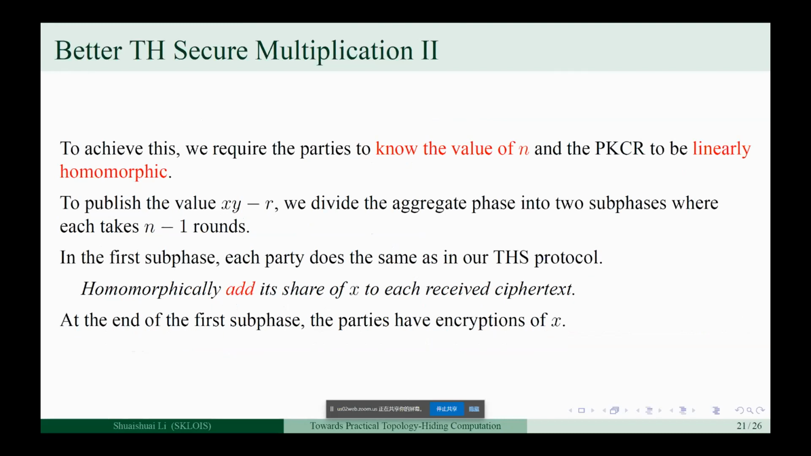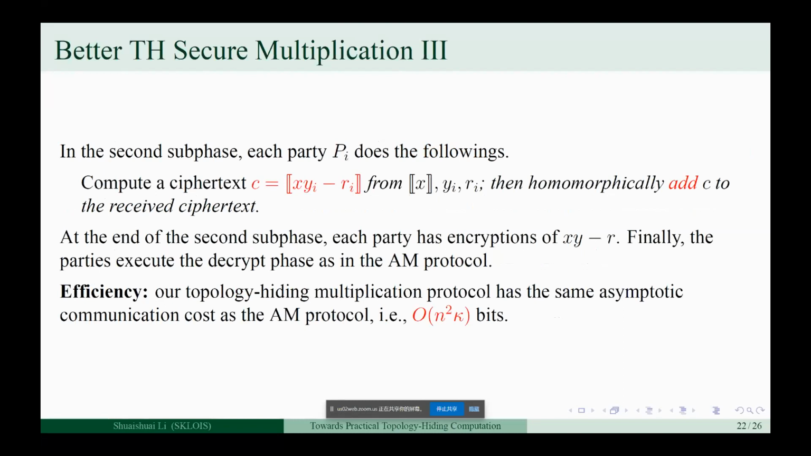To publish the value x times y minus R, we divide the aggregate phase into two subphases where each takes n-1 rounds. In the first subphase, each party homomorphically adds its share of x to each received ciphertext. At the end of the first subphase, the parties have encryptions of x. In the second subphase, each party Pi first computes an encryption of x times yi minus ri, and then homomorphically adds this ciphertext to the received ciphertext. At the end of the second subphase, each party has the encryptions of x times y minus r.